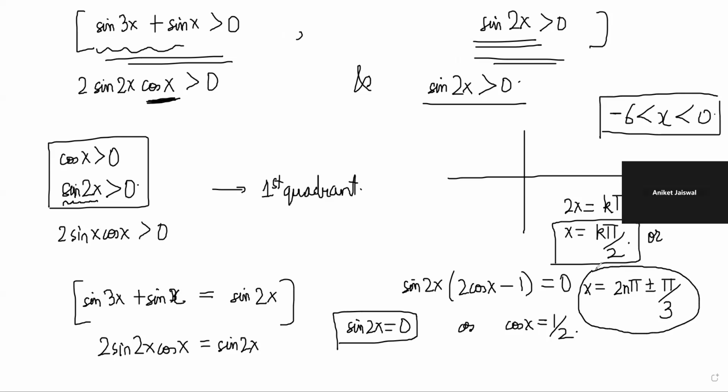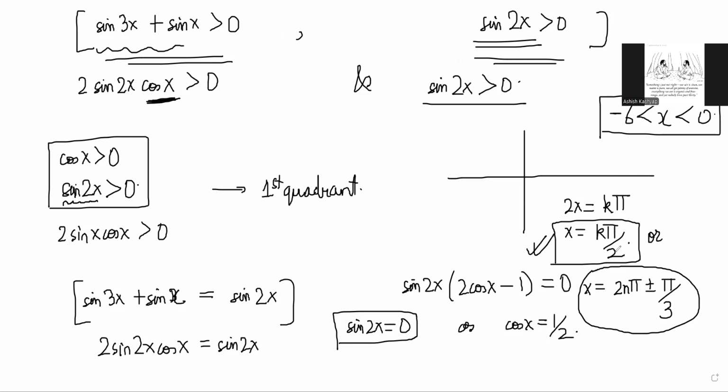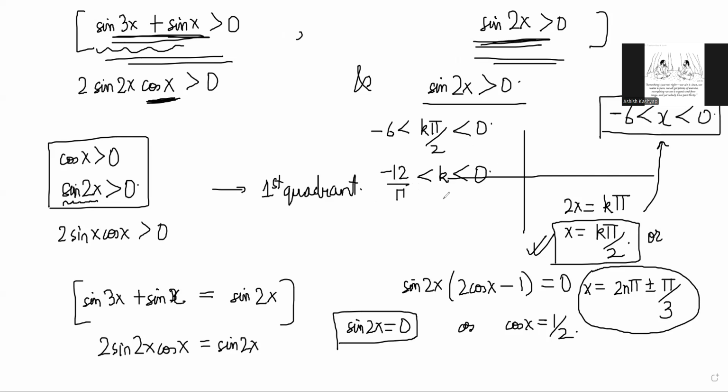Now at these points, we have to check whether these inequalities are true or not, right? Do you understand what I'm saying? So first of all, let's put the most strict condition, which is this. So we can say minus 6 is less than k pi by 2 is less than 0, right? So minus 12 by pi is less than k is less than 0. So you're getting a restriction on k, right? K was an integer, correct?